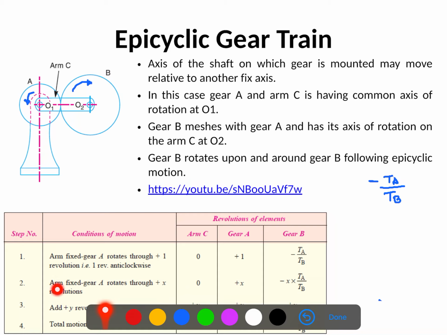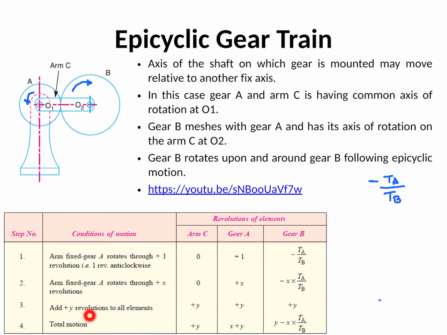Now we will consider the second case, that is, the arm is fixed and gear A rotates through plus x revolutions. Initially we considered plus 1, now gear A is making plus x revolutions, and we will enter the second row values. Arm C is again fixed, gear A is making plus x rotation. If gear A is making plus x rotation, then gear B will make minus x multiplied by Ta divided by Tb rotation, by considering the velocity ratio.